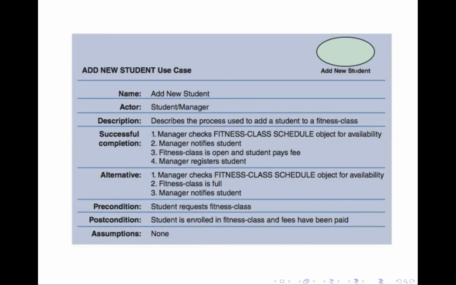Preconditions, that means for this use case to happen, the precondition is that a student requests the fitness class. And after that, the postcondition is that the student is enrolled in the fitness class and fees have been paid, right? And then you can also list any assumptions you have.